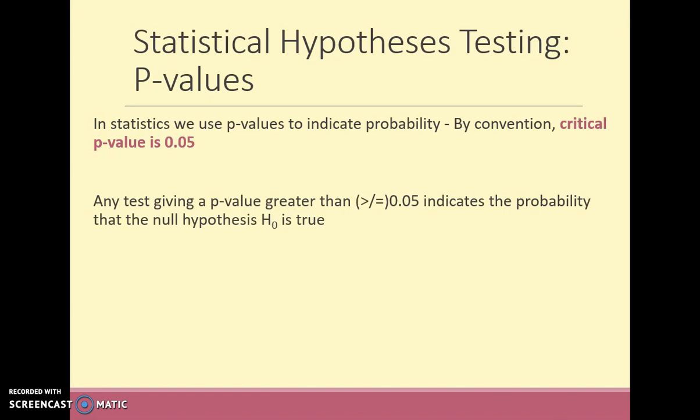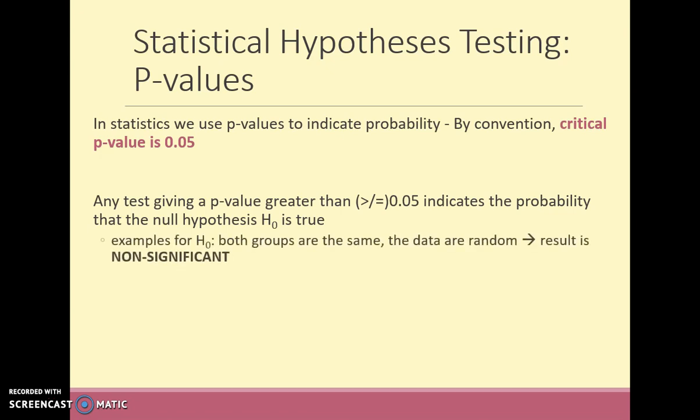So any test giving a p-value greater than 0.05 indicates the probability that a null hypothesis is true. In other words, we can be over 5% sure that our data are a product of random chance events. So we could say that maybe both groups are the same if we're interested in looking at differences, or our data are random. So with this then, the result would be said to be non-significant.